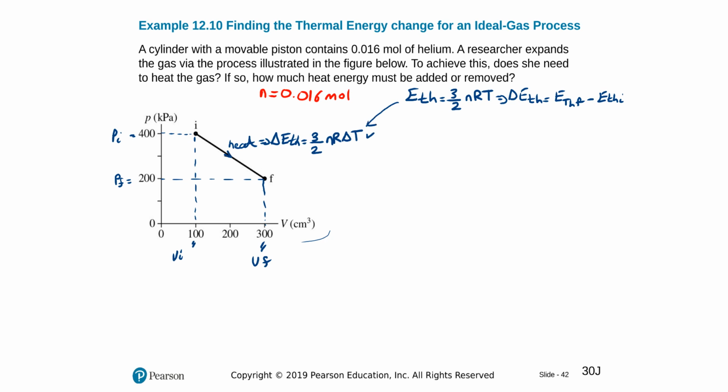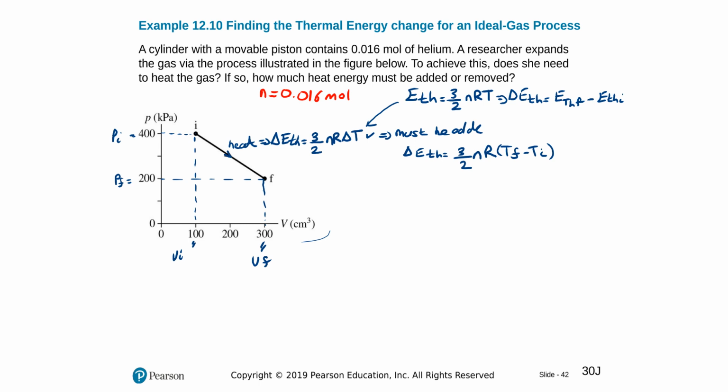So I did some thinking here. If she should heat it, this much thermal energy should be given to it. To achieve this, does she need to heat the gas? Yes. If so, how much heat energy must be added or removed? This much energy must be added. And if I write this delta E thermal out, I will have 3/2 nR times T final minus T initial. So if I know T final and T initial, I will be able to calculate that.